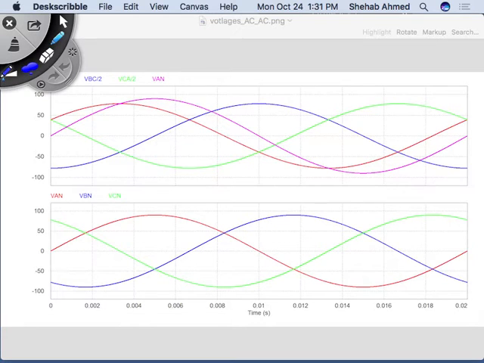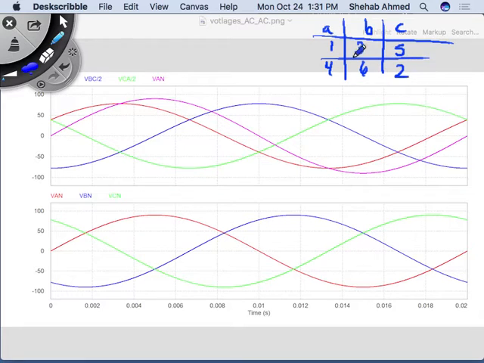Okay, I'll draw this table that I had last time, which was phase A, phase B, and phase C. Remember when we did the top devices were 1, 3, 5, and then the bottom ones were 4, 6, and 2. So 1 is conducting current from the source to the load on the various phases, and this is the return from load to the source.